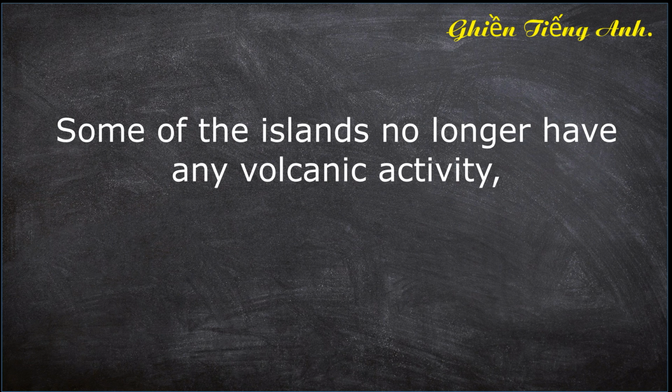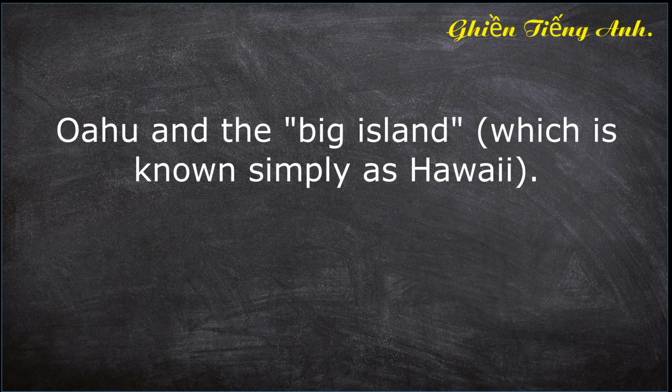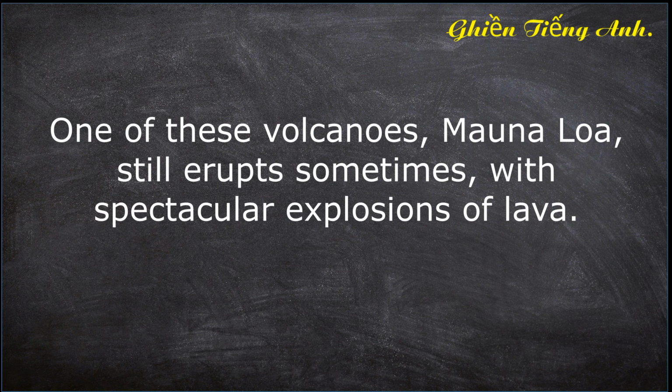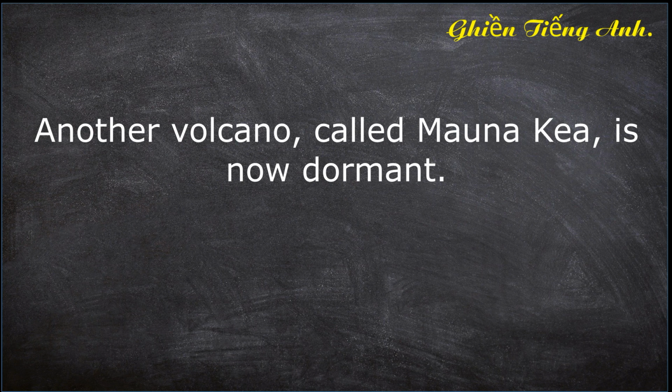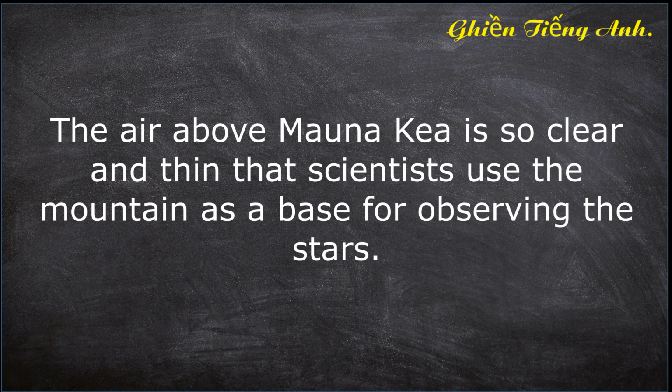Some of the islands no longer have any volcanic activity, but there are still active volcanoes on two Hawaiian islands, Oahu and the Big Island, which is known simply as Hawaii. One of these volcanoes, Mauna Loa, still erupts sometimes with spectacular explosions of lava. Another volcano, called Mauna Kea, is now dormant. These volcanoes are both very tall and reach over 4,000 meters above sea level. The air above Mauna Kea is so clear and thin that scientists use the mountain as a base for observing the stars.